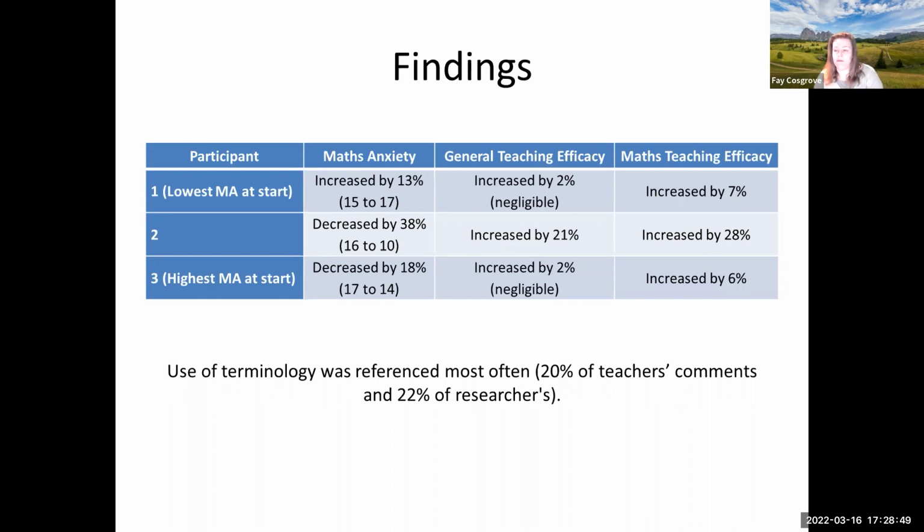However, participants 2 and 3, it does appear to have had an impact, particularly participant 2, whose maths anxiety decreased by 38% from 16 points to 10 points on that scale, and at the same time showed a good chunk of increase in teaching efficacy, 21 and 28% increase. And again, her comments when she was drawing herself doing maths, I'll give you an example in a minute, were quite marked. Participant 3 then also showed some improvements, maybe not quite as much as participant 2, but still worthwhile given the small amount of time that it actually took us.